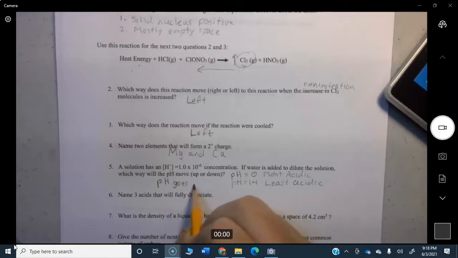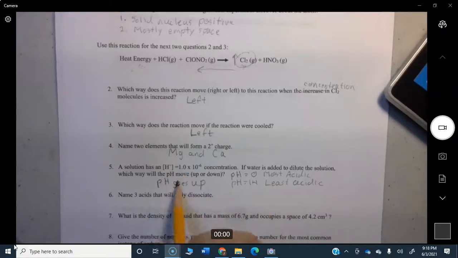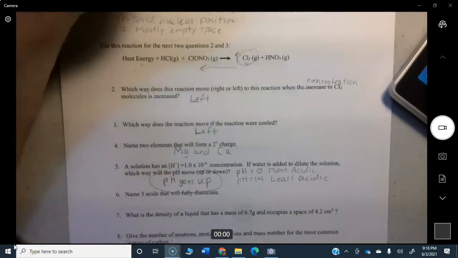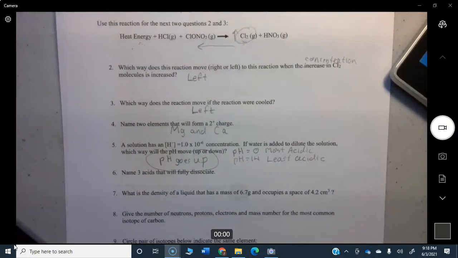Goes up means a weaker acid. Okay, so there's the answer to the question there. All right. Name 3 acids that fully dissociate. So those would be the strong acids. There's 7 of them. I'm just asking you to name 3. So fully dissociate means that they're strong acids.